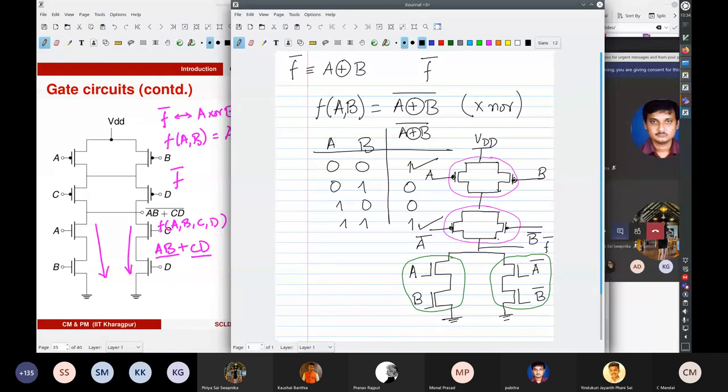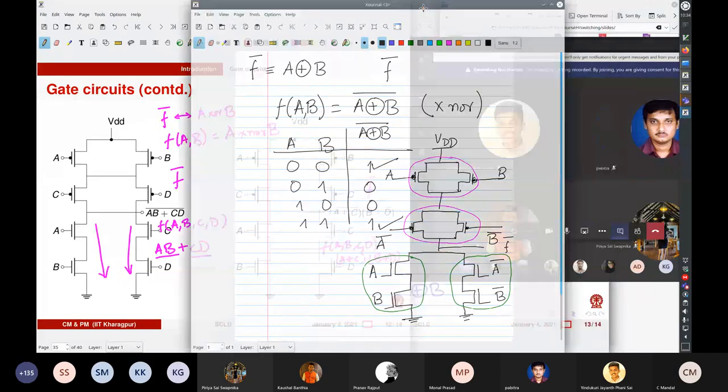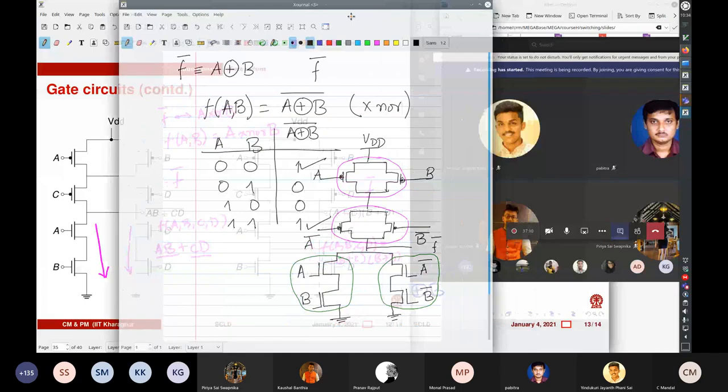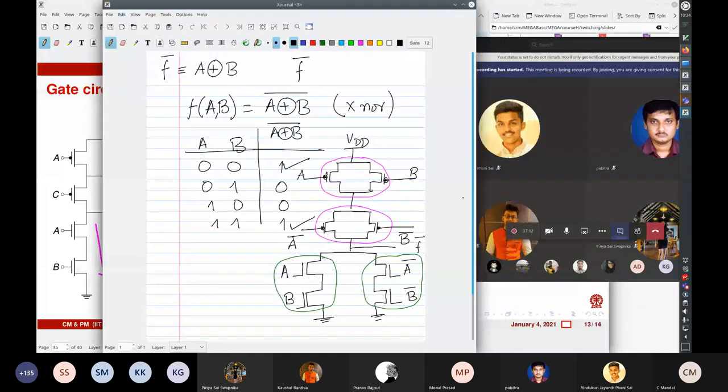Can you just check this yourself now? You have got the circuit, so can you check it yourself? Just try checking it. Yeah? Can you check it?